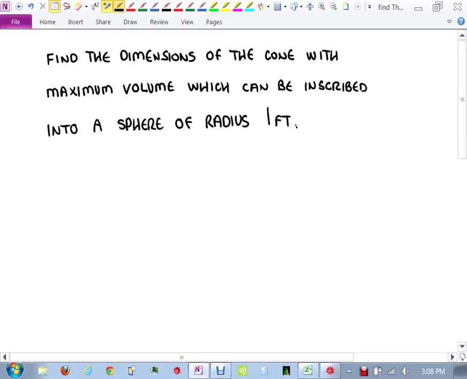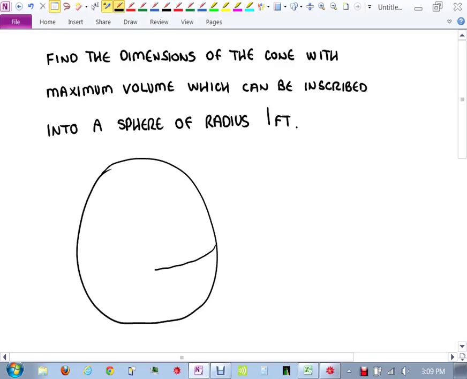Okay, so your cone is, well, it's a cone inside of a sphere. So find the dimensions of the cone with the maximum volume that can be inscribed into a sphere of radius 1. So here's a sphere, right? A 3-dimensional sphere. Ooh, that's a pretty good sphere. And I want to put a cone inside of it, and it needs to be inscribed. Now, what we mean by inscribed is that it's going to touch the edges of the sphere.